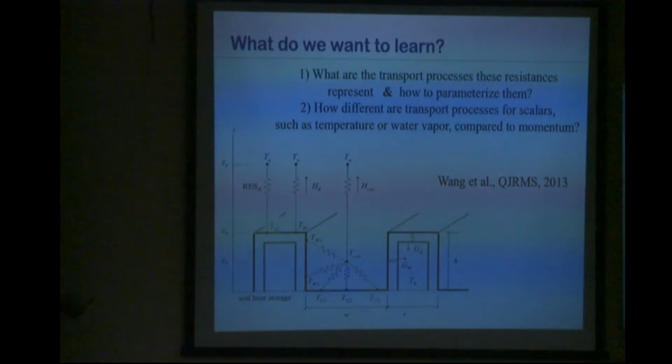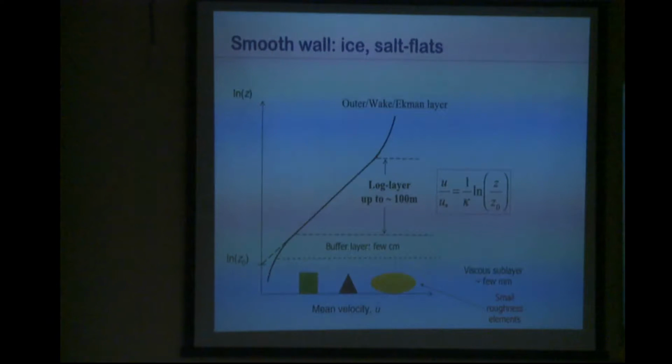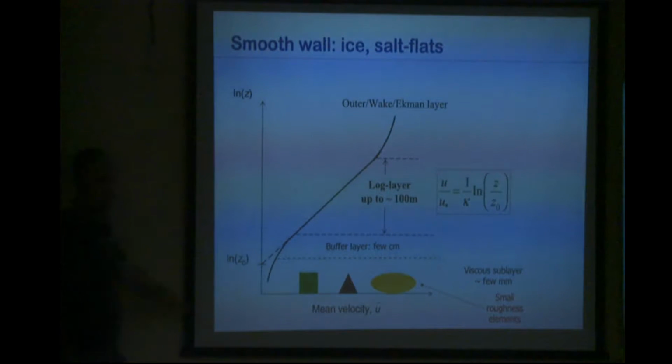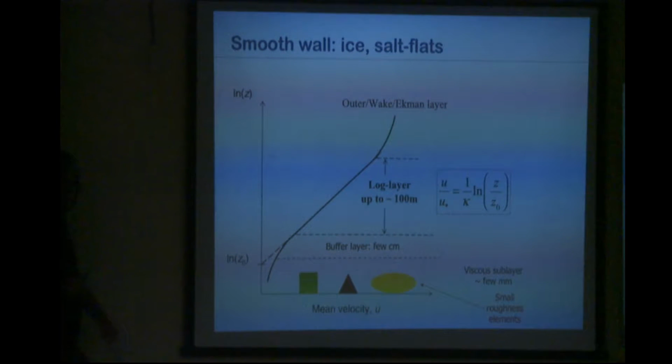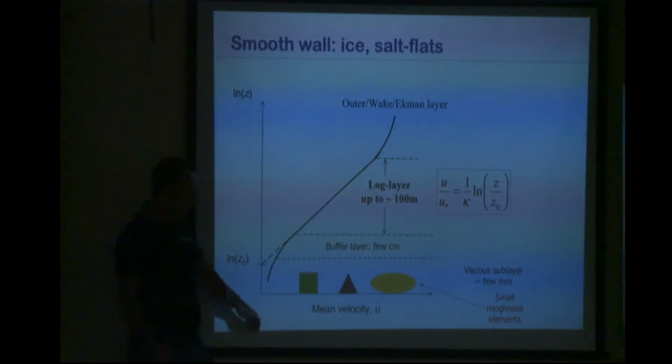And the questions to improve it that we start with is, what are the transport processes that these resistances are kind of encoding or parameterizing, and how to parameterize them better? And also, how different are the transport processes for scalars, such as temperature and water vapor, compared to momentum that's associated with the velocity? Okay? So again, what we are interested in is the exchange of scalars and momentum between the surface and the atmosphere.